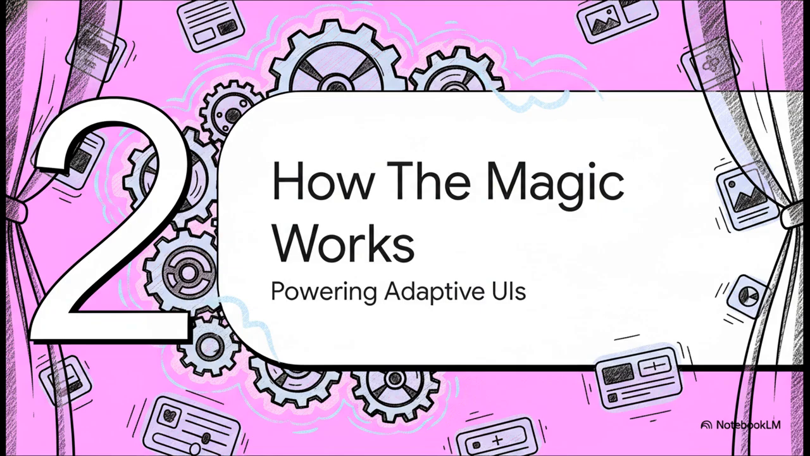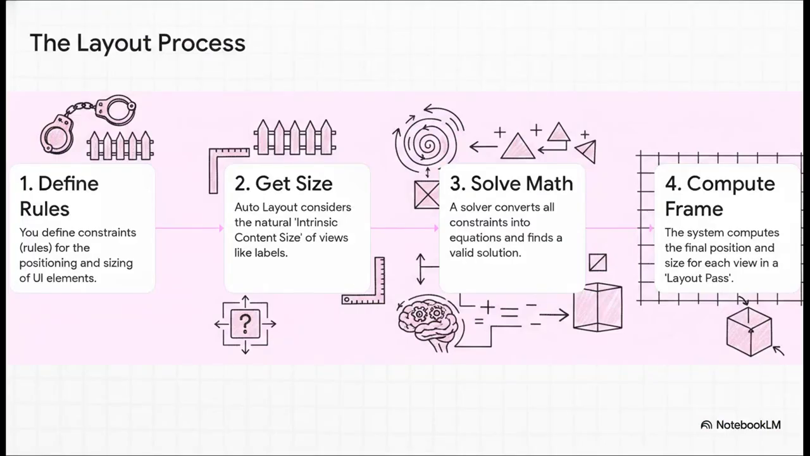Okay, so this sounds kind of magical, right? We just describe our intentions and poof, a perfect layout appears. So how does iOS actually take our rules and turn them into a screen that looks great? Let's pull back the curtain a little bit and see how the engine actually works. It pretty much boils down to a 4-step process. First, we, the developers, define the constraints. We set all the rules.